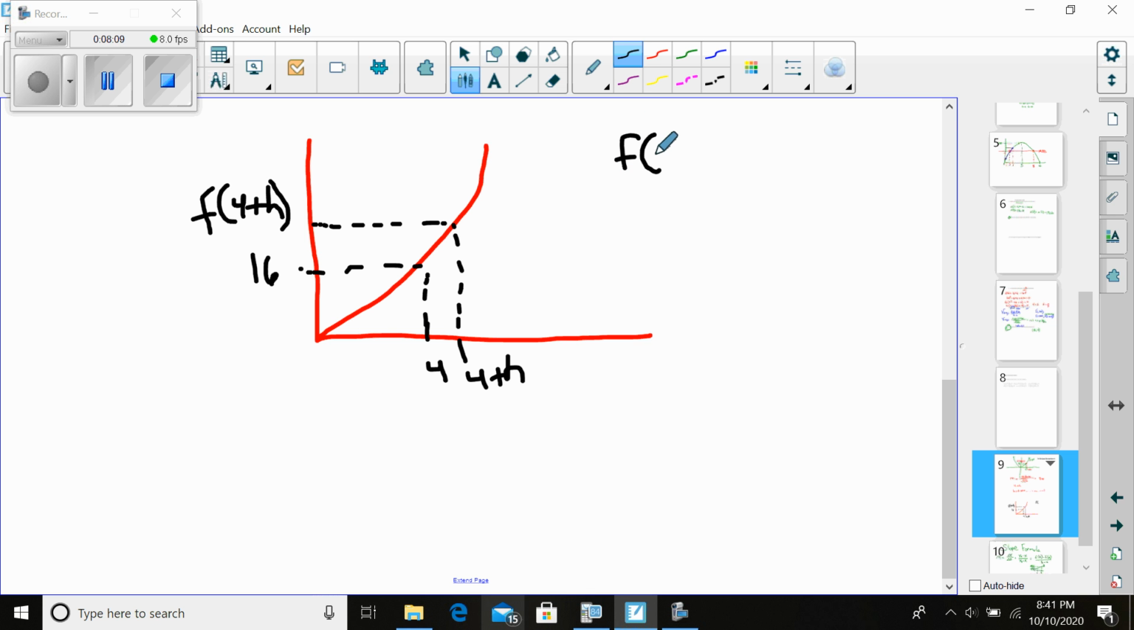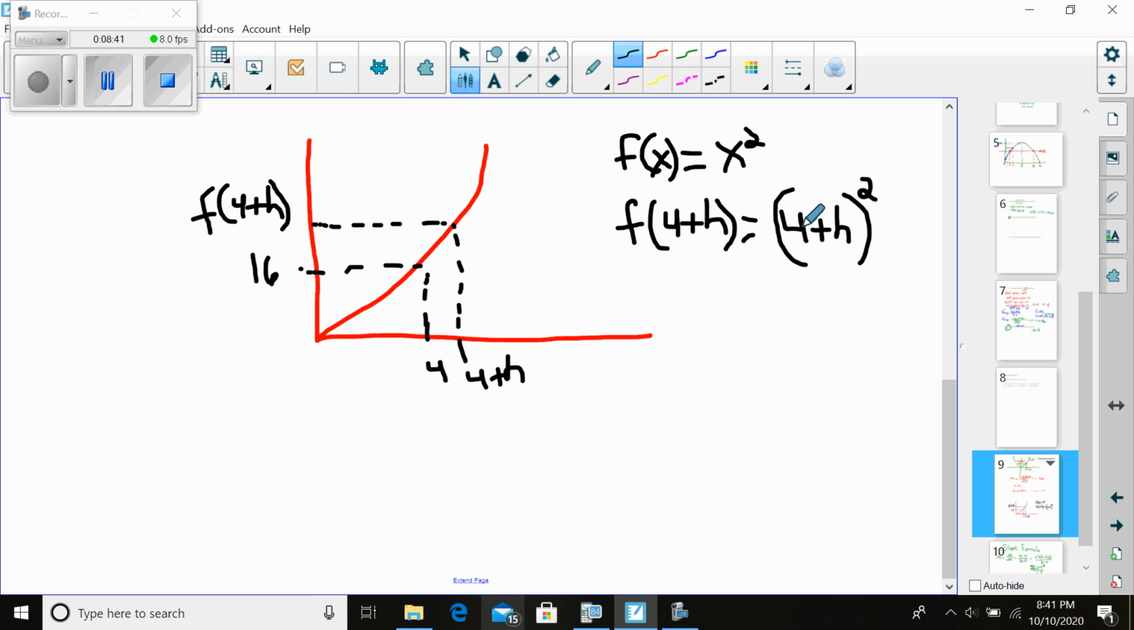Remember that my function is x squared. Okay, so that means that I have to square 4 plus h. So I need to square this. It's so tempting to think that I could just square the 4 and square the h, right? But remember that this means 4 plus h times 4 plus h, and I have to FOIL. So I end up getting 16 plus 8h plus h squared. All right, so that is what I get for f of 4 plus h.